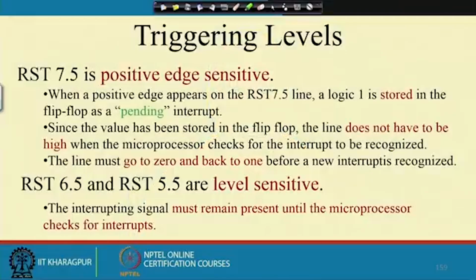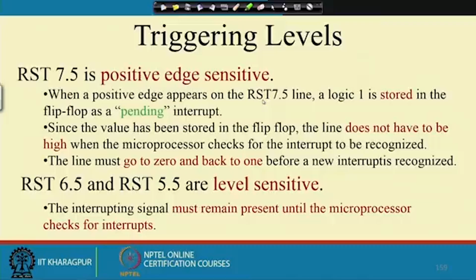Then RST 6.5 and 5.5 are level sensitive, and the interrupting signal must remain present until the processor checks for the interrupts. So, we have got various combinations of triggering; INTR is also a level triggered interrupt. We have all these combinations available in the 8085 processor. Depending upon the type of device that you are going to connect, you can have level triggering or edge triggering, and accordingly choose the type of interrupt to which it should be connected.